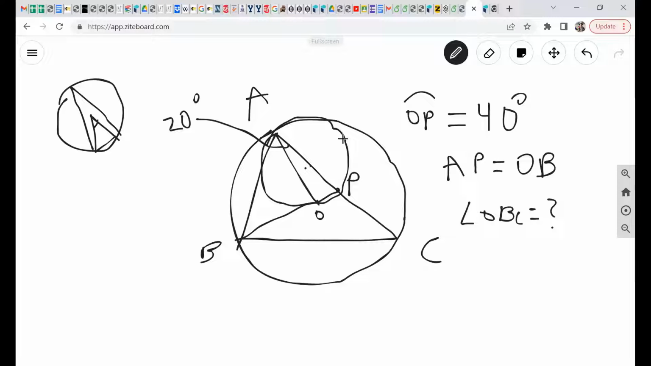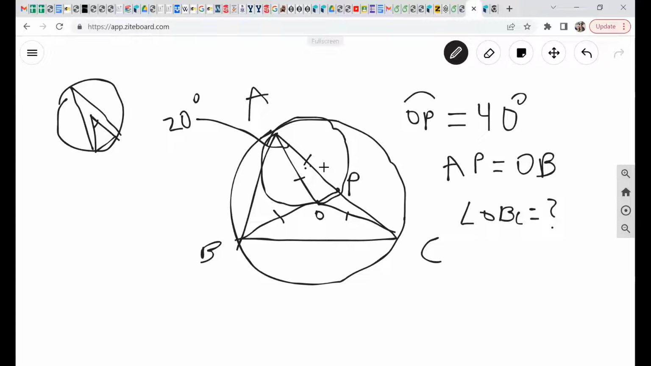And we also know that AP equals OB. So what can we say from that? If AP equals OB, we also know that OB equals OA, since O is a circumcenter. So this is isosceles, that's fun. And we also know that OB is equal to OC, since this is a circumcenter, and we know that circumcenters exist.